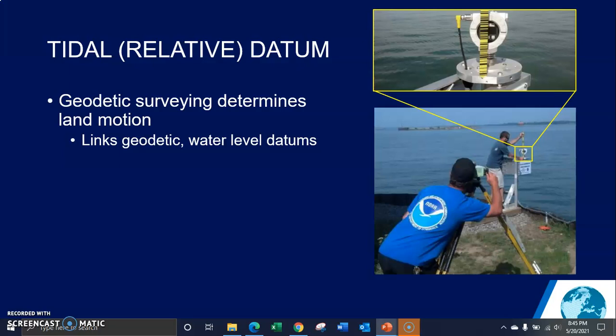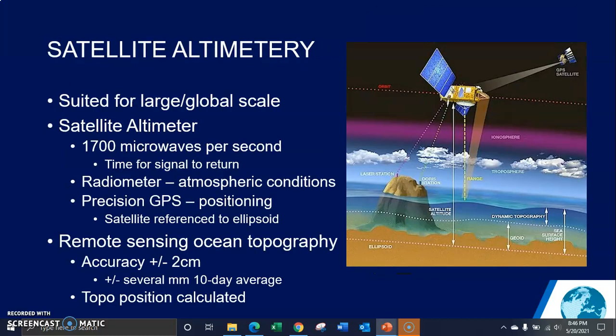Now, of course, as we mentioned earlier, vertical land movement is very important in considering local tidal datums, relative tidal datums. To determine the land movement, very accurate geodetic surveying techniques are used, and that can also link land coordinate systems to these tidal datums and water datums.